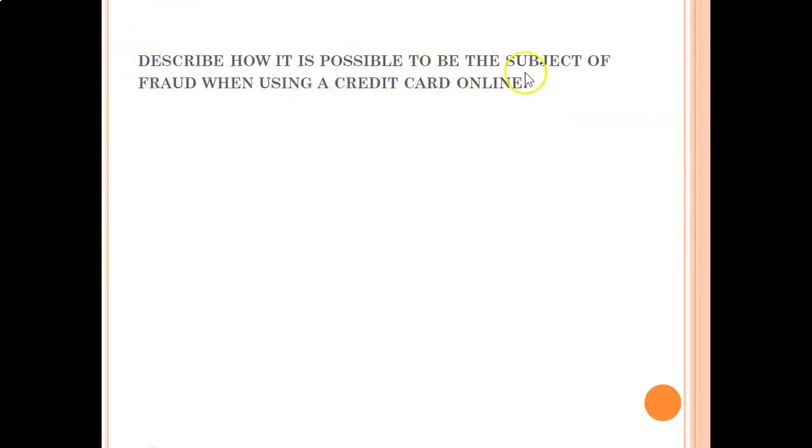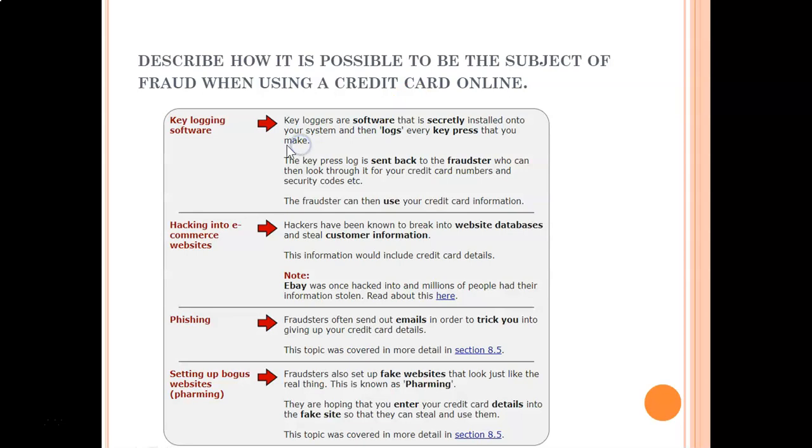Describe how it is possible to be the subject of fraud when using a credit card online. So how do people get hold of credit card information from users online and therefore make purchases or withdraw cash from their accounts? We're going to look at a couple of ways. Hackers can use key logging software. Key loggers are software that is secretly installed onto your computer system and then logs every key press that you make. The key press log is sent back to the fraudster, who can then look through it for your credit card numbers and security codes. The fraudster can then use your credit card information.